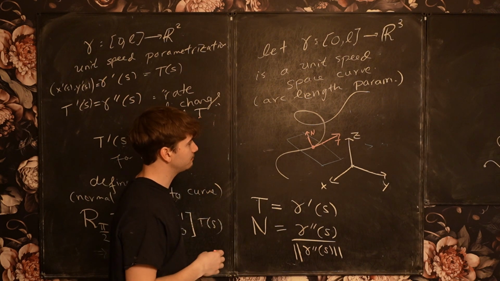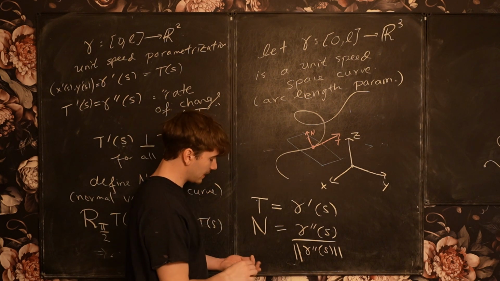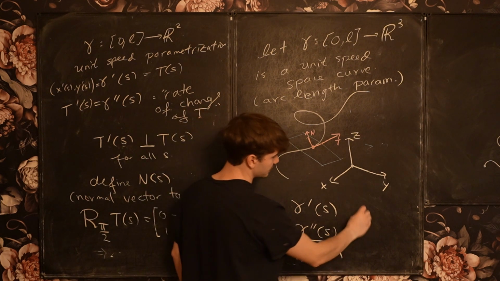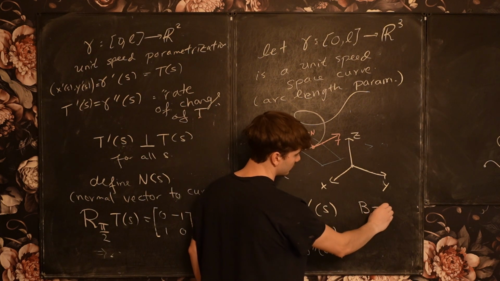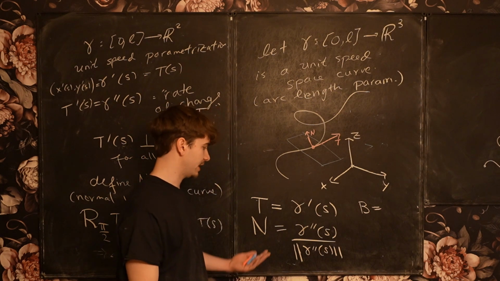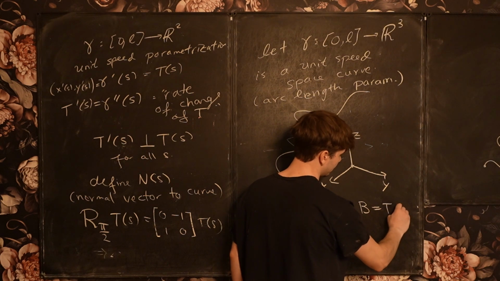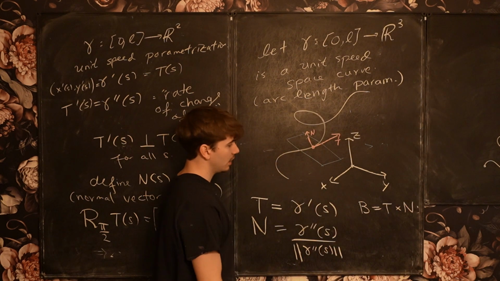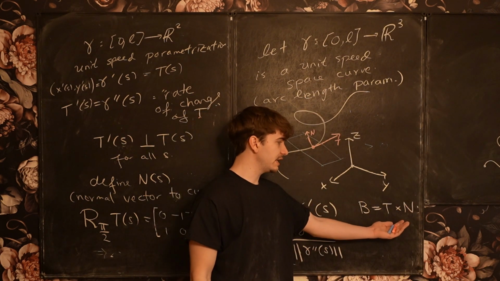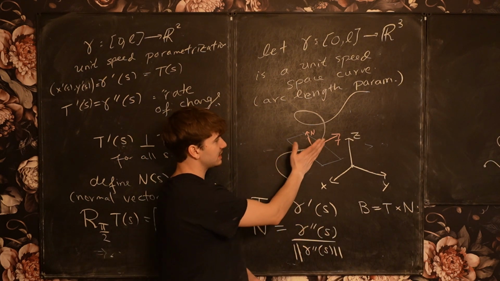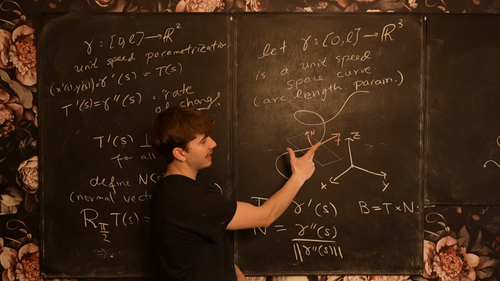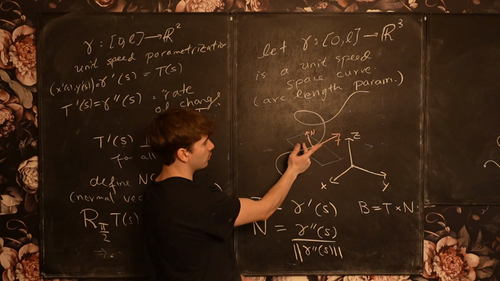So the normal vector is just the direction of the rate of change of the tangent vector. All right, and then the last thing in our frame is called B, the binormal vector. So the binormal vector is just T cross N. This is basically encoding the fact that I want T, N, and B to form a right-handed orthonormal coordinate frame.